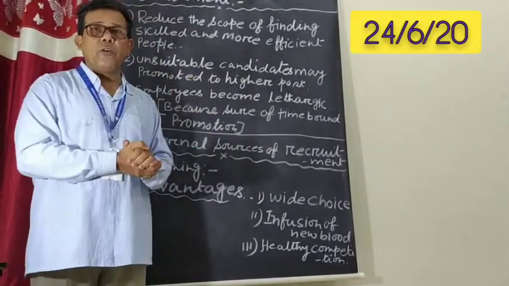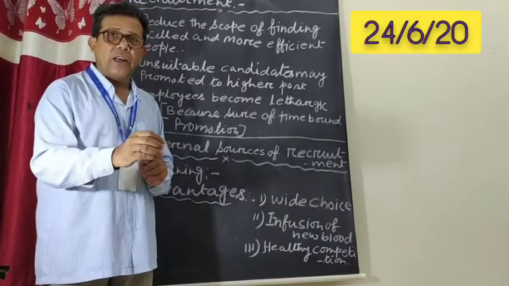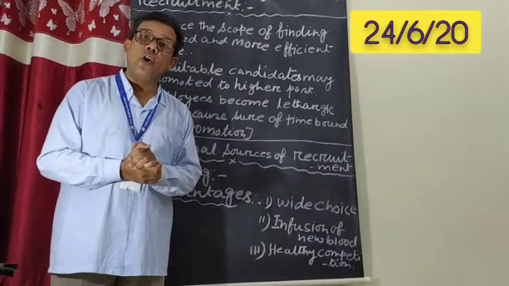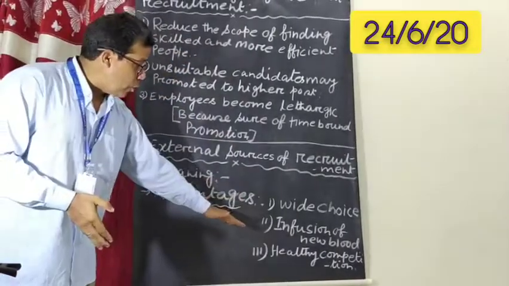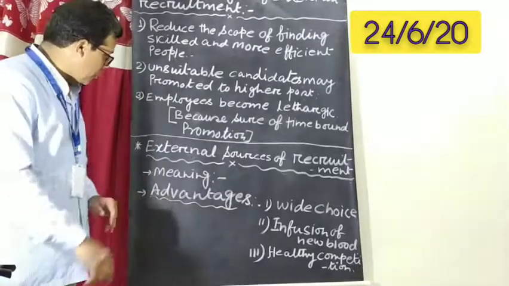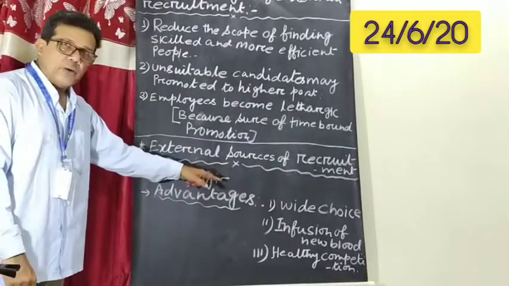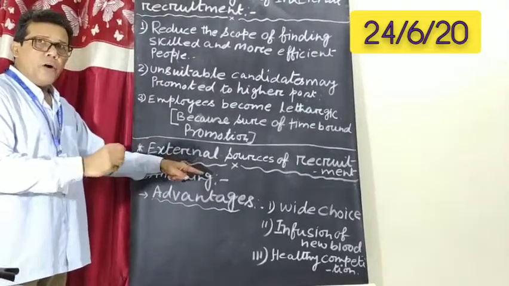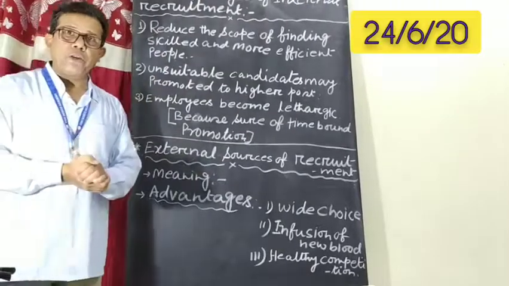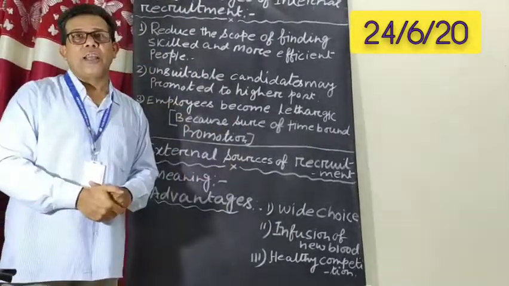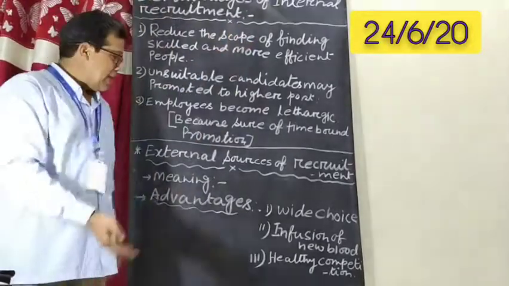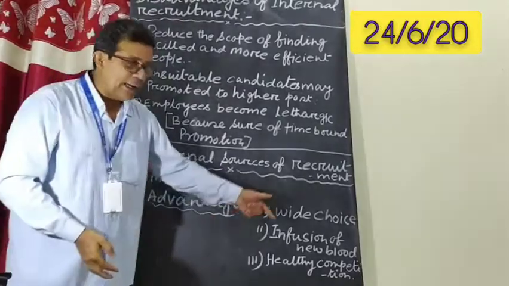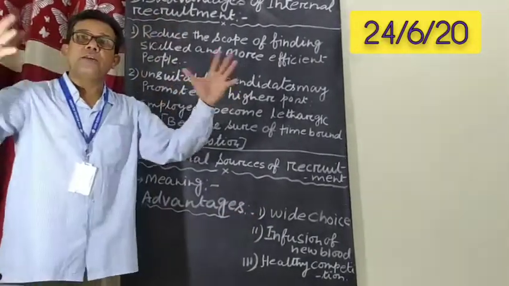A systematic competition will be there, and in that systematic competition, the person who is 100% fit is going to get the job. That is why it is also one of the advantages. Once more, I told you, external source means you are motivating people to apply for a job, those who are not inside the organization. So anyone from outside can apply. And when they apply, the pool of candidates will be more. What is the advantage? Wide choice. The pool of candidates is more, so your choice is wide.